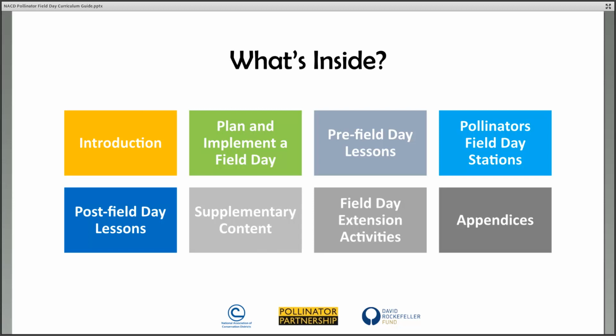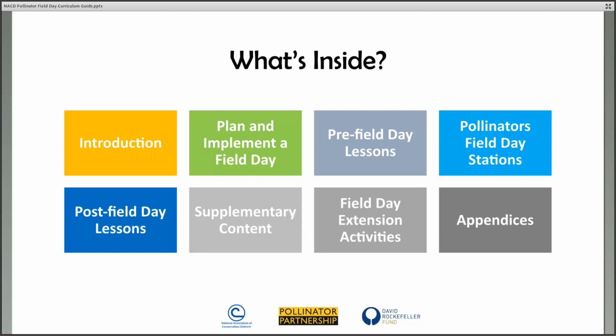In the post-field day lesson section, there are 2 lessons for each grade category, K-2, 3-5, and 6-8. Each of these lessons focus on some different standards, so not science. We're looking here at English language arts and communications. So things like reading, for example, and making posters to share knowledge. These lessons focus on students gaining knowledge and then sharing it with others and their community.